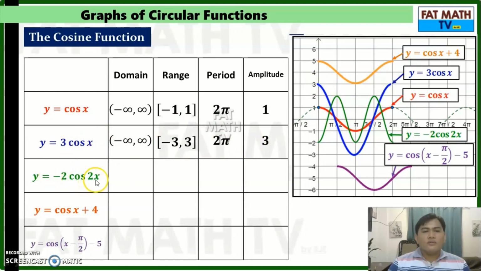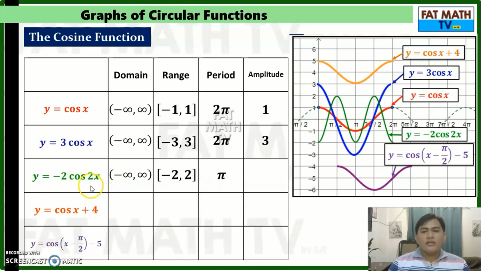For negative 2 cosine 2x, domain is negative infinity to infinity. The graph is this, the green one. So the range is from negative 2 to positive 2. And the period is 2 pi over b. b here is 2. So 2 pi over 2, that is pi.